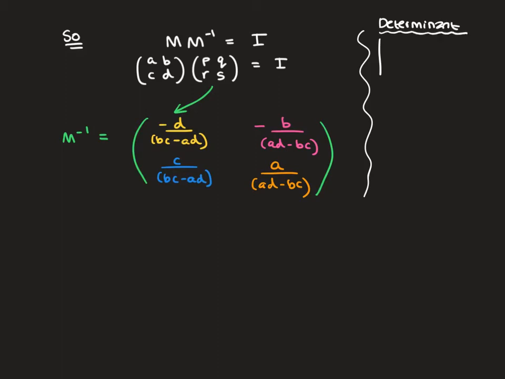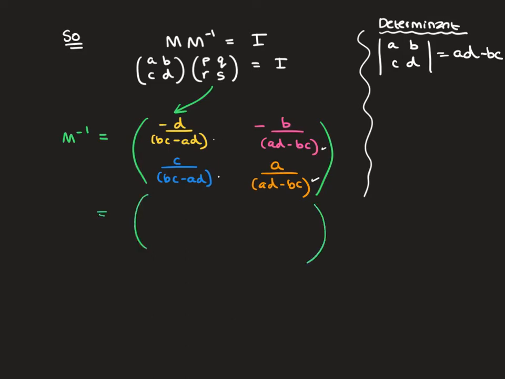If you're working out the determinant of this matrix A, B, C, D, which I can write as mod A, B, C, D or det A, B, C, D, that would be equal to AD minus BC. Now you can see that here, and you can almost see that here and here if we deal with the negative signs a little bit differently.